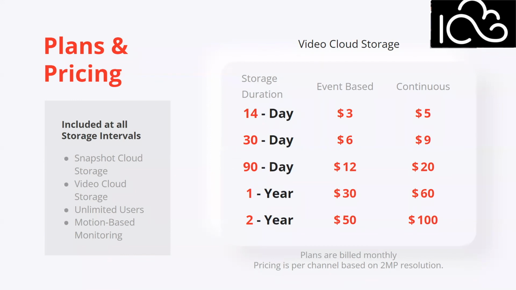Let's say they go event-based. You do a 30-day plan for event-based for $6. So every month, you're going to get charged $6 for each camera. If you have 5 cameras, that's $6 per camera, so it's $30. If it's just one camera, then it's only $6. It's per camera per month.